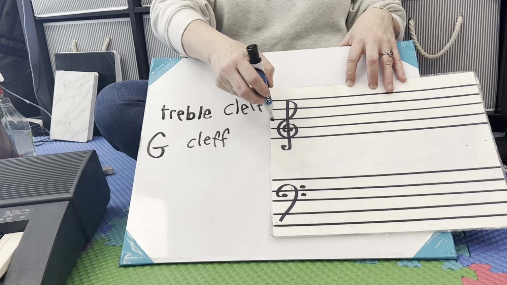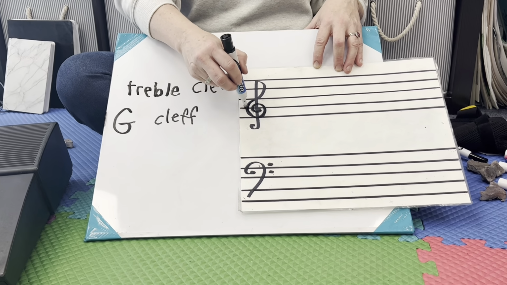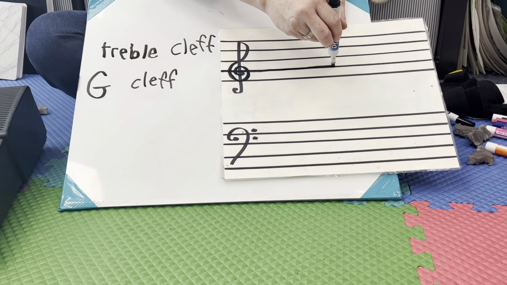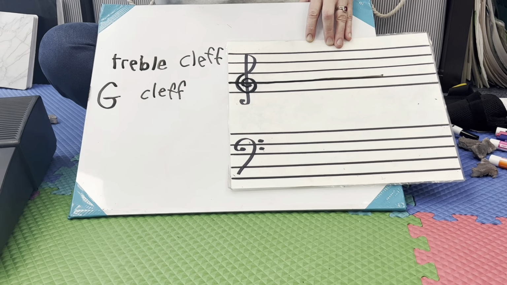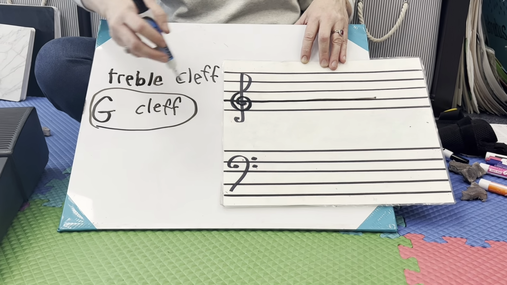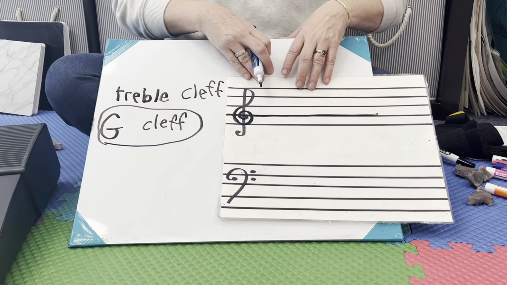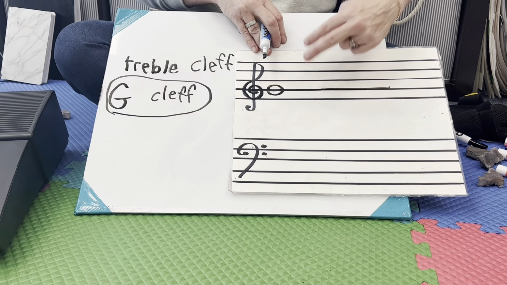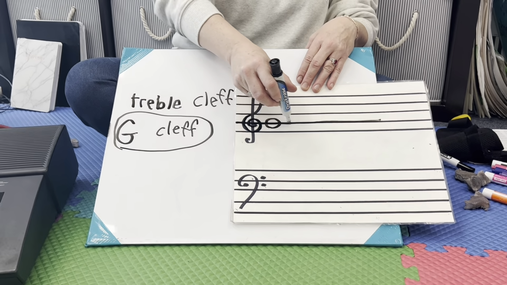The G clef curls around. Got it? See it? See the curl like a kitty cat's tail? The G clef curls around this line. That line is the G line. I like to call this the G clef because it reminds me, show me, peace out, show me 2 fingers. It reminds me 2 lines up is the G line. The G line stays the same. The G line is always 2 lines up. The G clef curls around the G line.